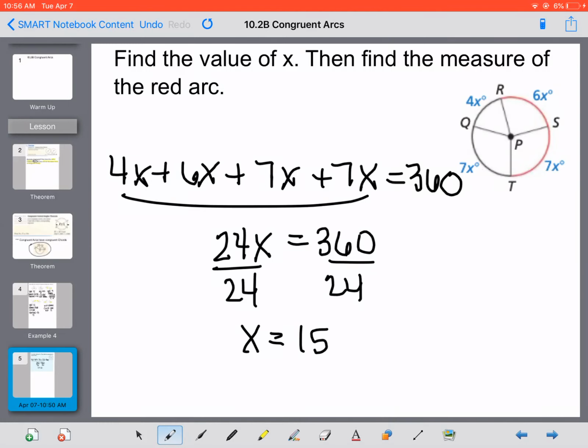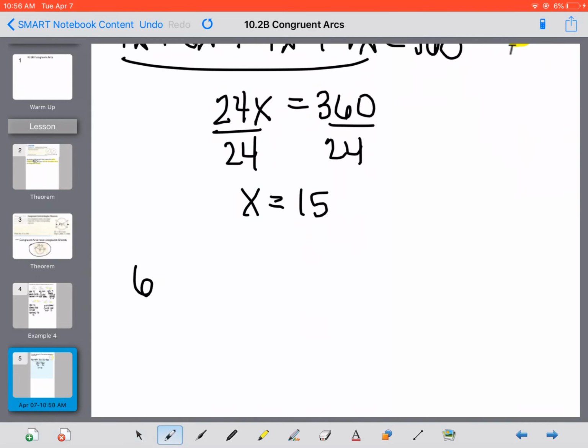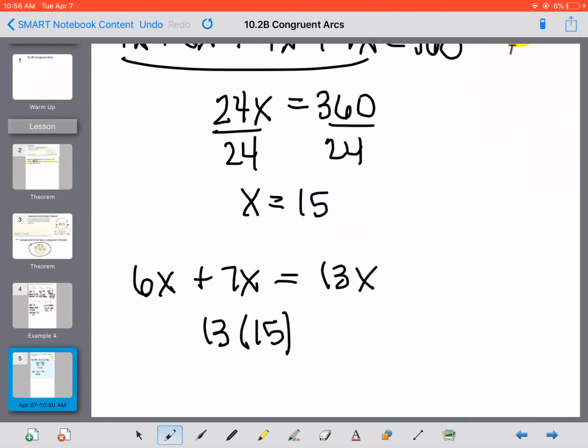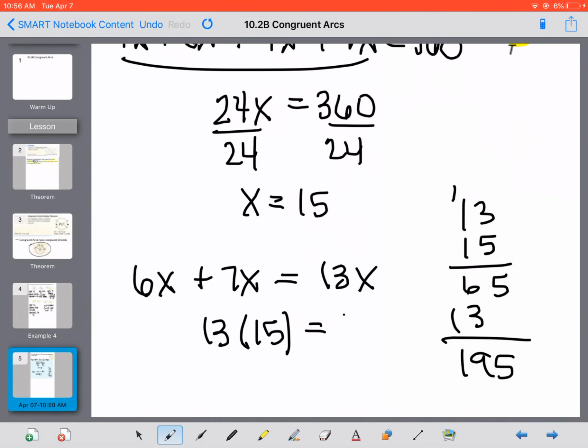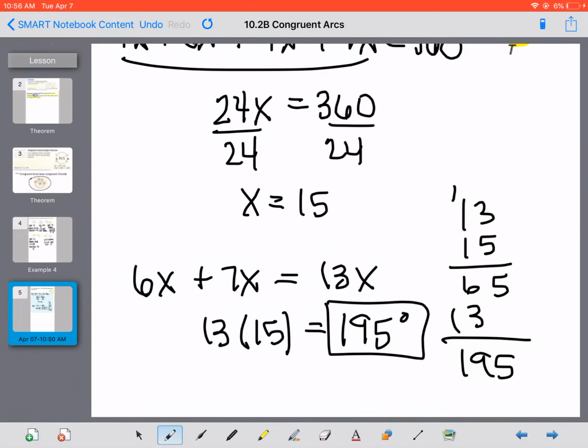So that's the first part, find x, but then it says to find the measure of the red arc. Well, the red arc consists of 6x and 7x. So if I combine 6x and 7x, I get 13x, and 13 times 15 gives us, I don't have a calculator, so let's do this by hand, 195. So that means that is a 195-degree arc measure.